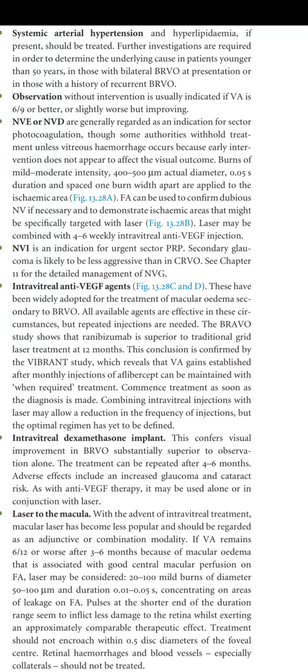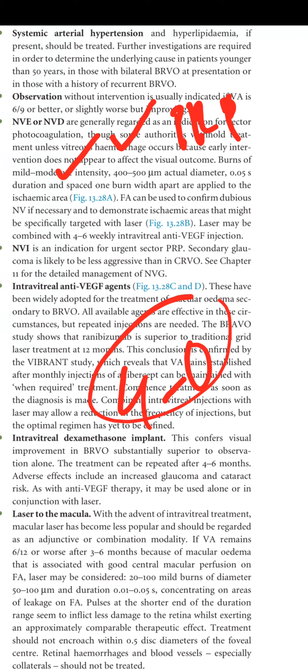Some authorities withhold treatment unless vitreous hemorrhage occurs, because early intervention does not appear to affect the visual outcome. Burns of a mild to moderate intensity, 400 to 500 micrometer actual diameter, 0.05 second duration, and spaced one width apart are applied to the ischemic area. So the same settings are being applied as for the PRP. FA can be used to confirm dubious NV if necessary and to demonstrate ischemic areas that might be specifically targeted with laser. Laser may be combined with a 4 to 6 weekly intravitreal anti-VEGF agent. So laser can also be combined with the intravitreal anti-VEGF agent.